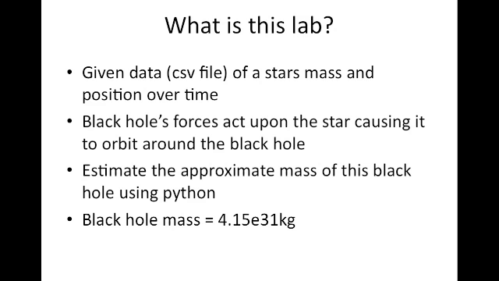We need to use the data that we receive in the CSV file to estimate the approximate mass of this black hole using Python. By finding the velocity over time, then converting to the momentum over time, and then to the F-net, and finding the F-net using Newton's law of gravitation, we find the black hole's mass to be 4.15 times 10 to the 31st kilograms.